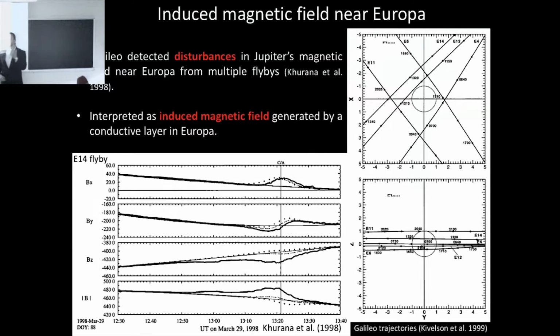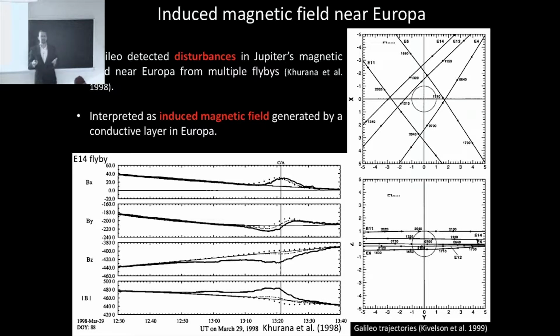As Galileo was flying by Europa, these are different flybys, in the geometry of Europa. Here you have the magnetic field as a function of time. As Galileo was flying near Europa, it was first measuring the magnetic field of Jupiter because it was still far, and once it got here, the magnetic field of Jupiter got disturbed. This is the magnetic field of Jupiter, and this is the detected signal, and the same happened in all the other components. So it was interpreted that there is a magnetic induction coming in from Europa.